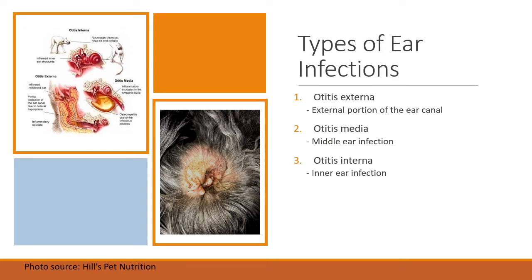There are three types of ear infections. The first being otitis externa, the second being otitis media, and the third otitis interna. Otitis externa is the most common type of ear infection. It affects the external portion of the ear canal. Dogs with floppy or hairy ears may be at higher risk of developing this type of ear infection.